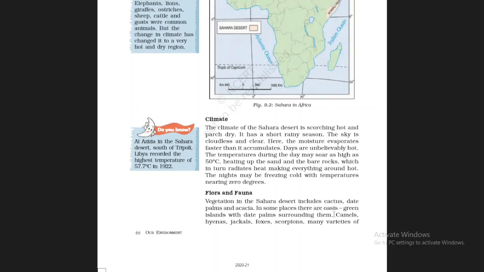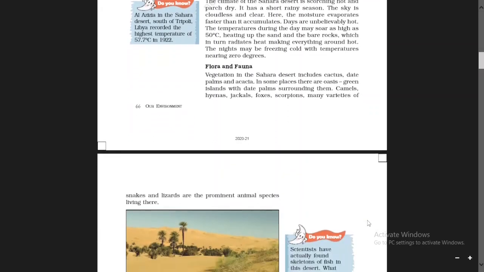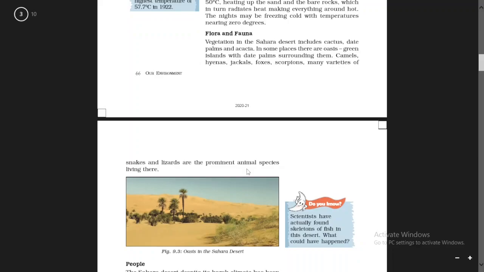Camels, hyenas, jackals, foxes, scorpions, and many varieties of snakes and lizards are the prominent animal species living there. Regarding fauna, boys, fauna means animals. They are famous there. They are the main animal species living there.